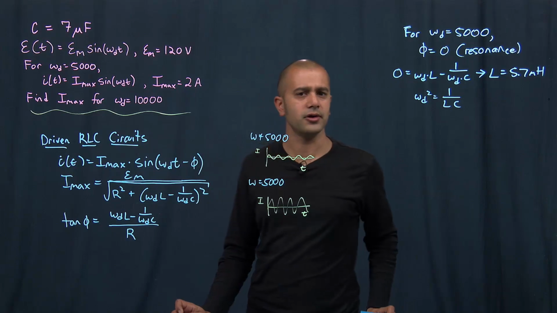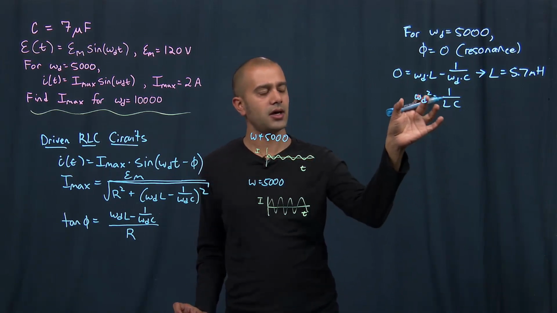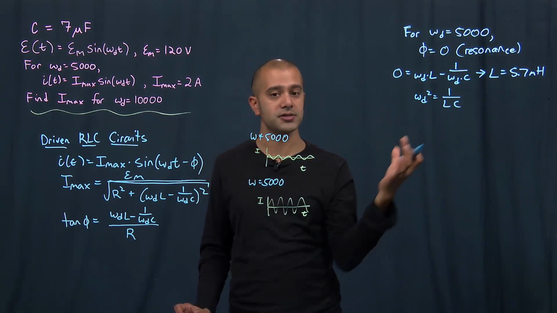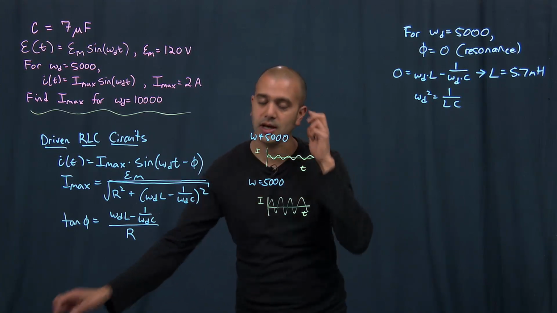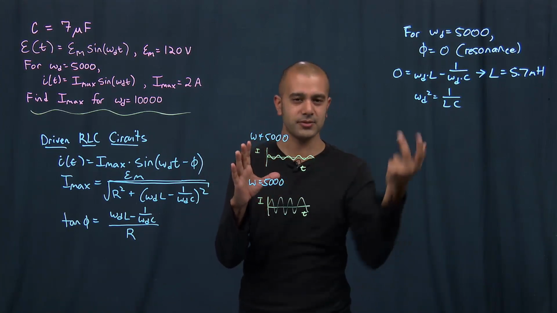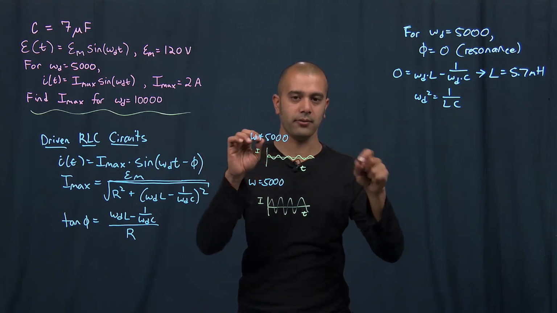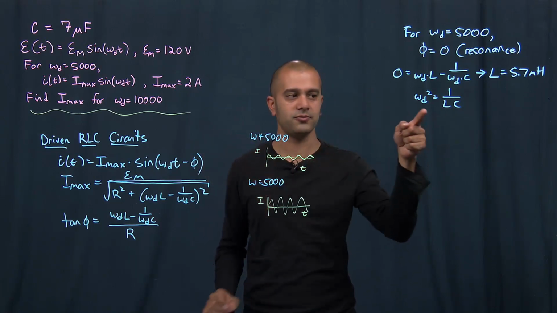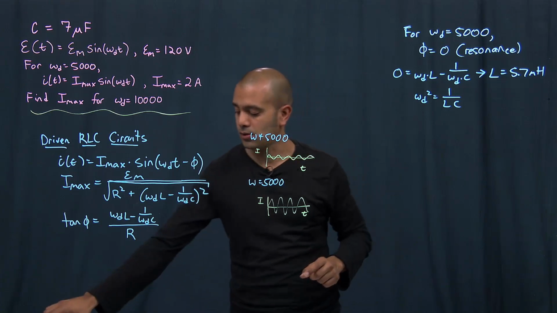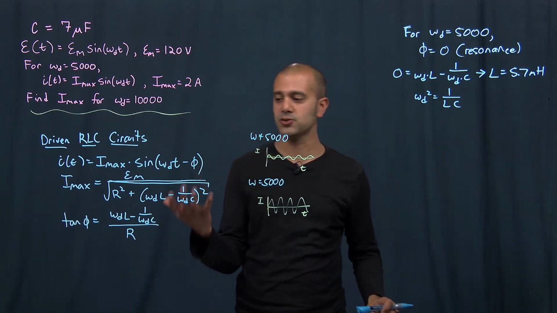Omega d squared equals 1 over LC. And this you may recognize as the natural frequency for an LC circuit. So in other words, if I just had a capacitor and an inductor, and I put some charge in the capacitor and then hooked it all up and let it run, the current will go back and forth with this particular frequency.